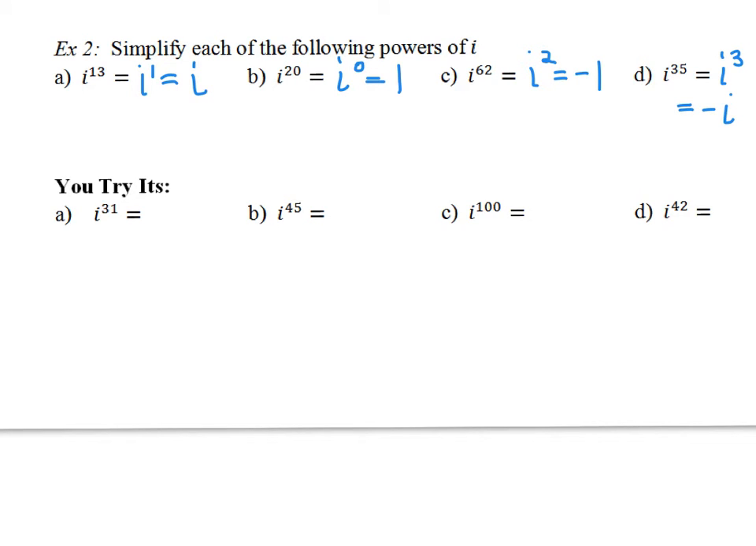Now I'd like you to pause the video and try the Try-Its and come back and check your answers with mine. Check your answers with mine, and again, I want you to think about how we can make our work easier to figure out what entry on the I wheel each one is congruent to. Again, we'll talk about this in class tomorrow.